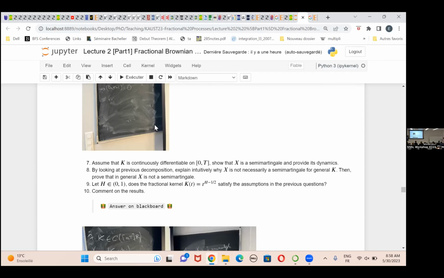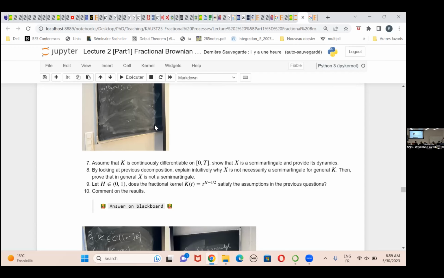Okay, if it's not in L2, you cannot define this stochastic integral anymore. So what does it mean? It means that for a semimartingale decomposition, this is the term that has finite variation, right? First variation. So here you expect, for this case, to have infinite variation for the first term, right?